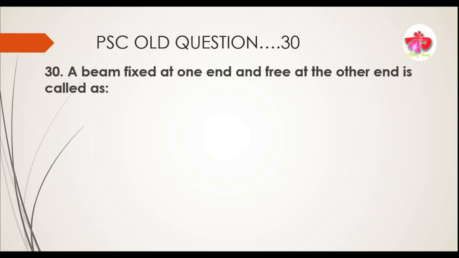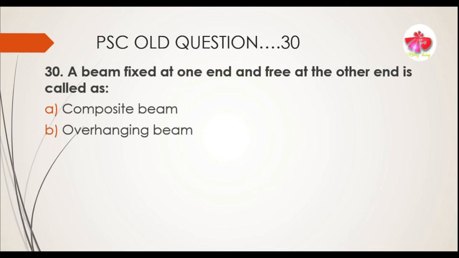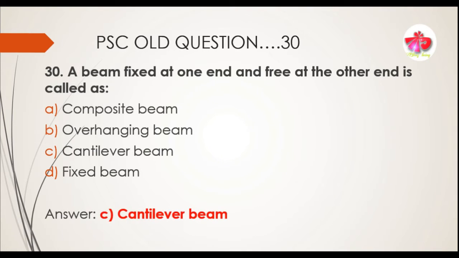Question number 30. A beam fixed at one end and free at other end is known as option A, composite. Option B, overhanging. Option C, cantilever, and option D, fixed beam. So friends, a beam fixed at one end and free at other end is always known as cantilever beam. Option C will be correct.